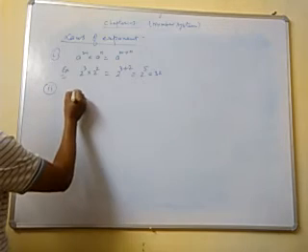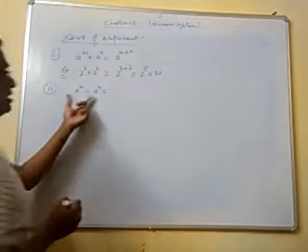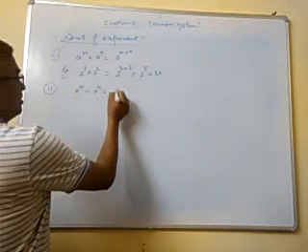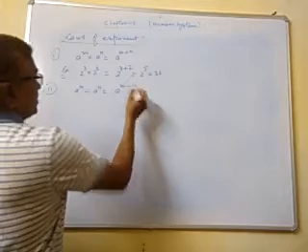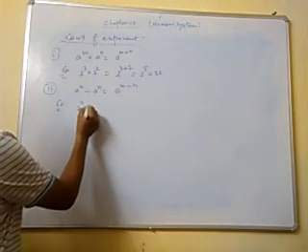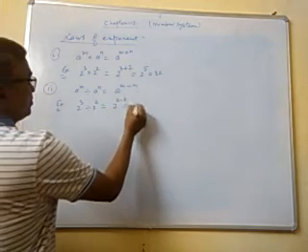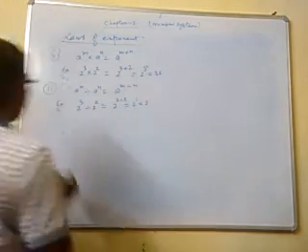Second law: a^m ÷ a^n. Again the bases are equal, then a^(m−n); the exponents will be subtracted. See the example, 2^3 ÷ 2^2. We'll write 2^(3−2), 2^1, that is 2.